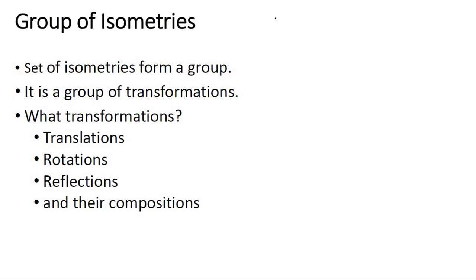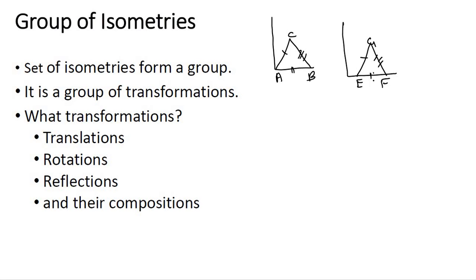So what are these transformations? Suppose I have a triangle ABC, and this is triangle EFG. But how have I got triangle EFG from triangle ABC? This triangle ABC has just been translated some distance to this form, so I get a triangle EFG. So this is one of the transformations. This is the idea behind translation.